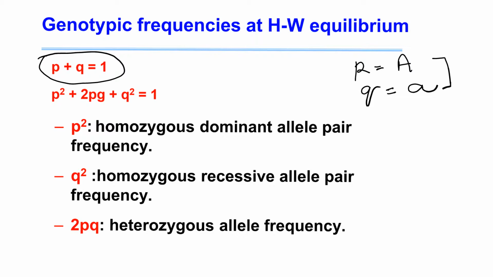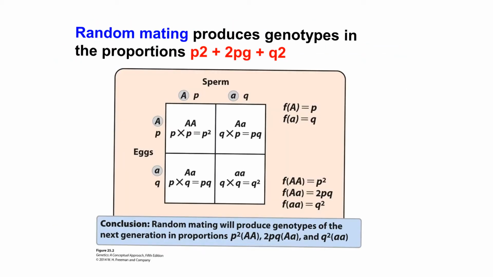So what is p square? p square is the frequency of the homozygous dominant allele pair, or homozygous dominants. q square is the frequency of the homozygous recessive allelic pair or genotype, and 2pq is the frequency of the heterozygous genotype. So how did the Hardy-Weinberg law lead to these genotypic proportions?